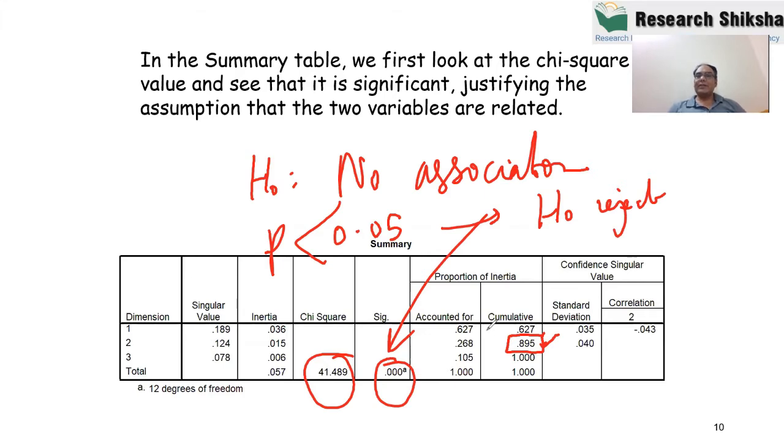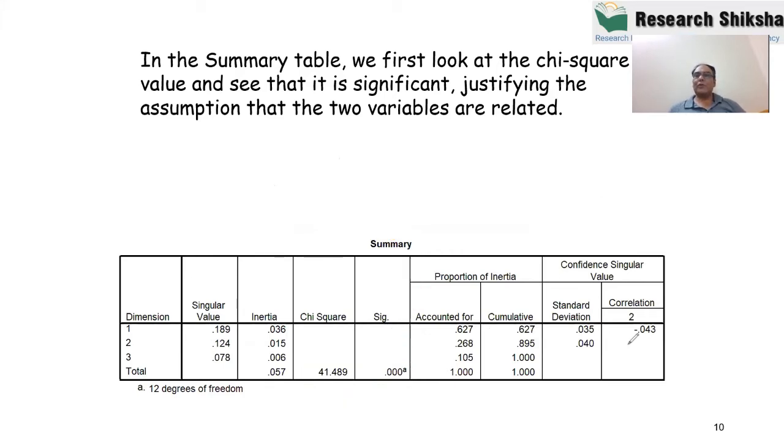So this table you need to report in almost all the papers: the eigenvalues, the square of the eigenvalues, the chi-square, the significance value, and how much variance is explained. How much variance is explained by the table, and this is just the standard deviation variation in the table. The dimension 1 and dimension 2, we expect them to be lowest.